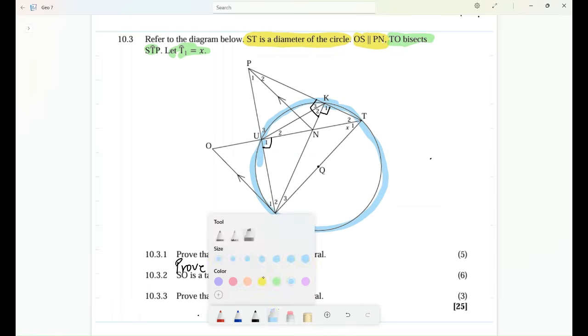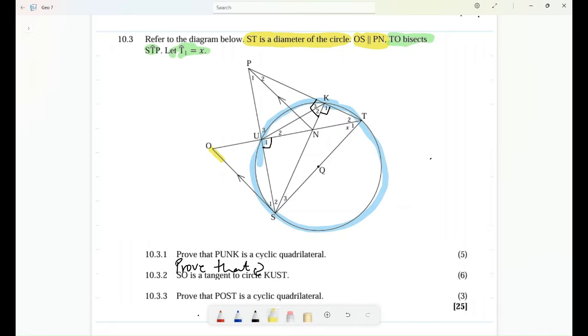Now, where is that SO that they are talking about? Here it is. So if SO is a tangent, I know the property that I can use is that this angle here should equal what? That angle. If I can prove, normally what I like to do is say what they are trying to say, that is, required to prove that angle S1 is equal to angle T1.